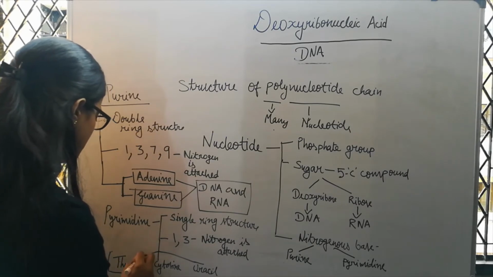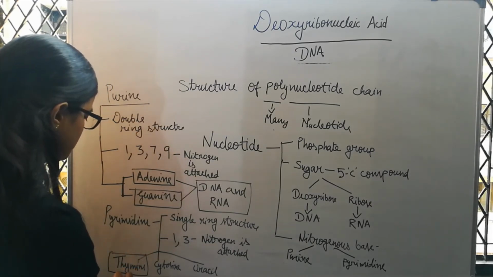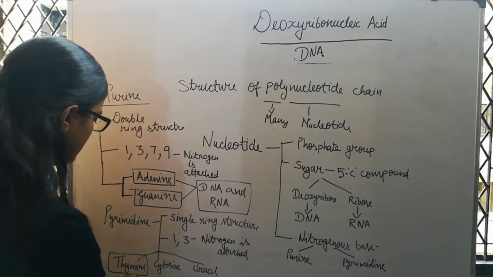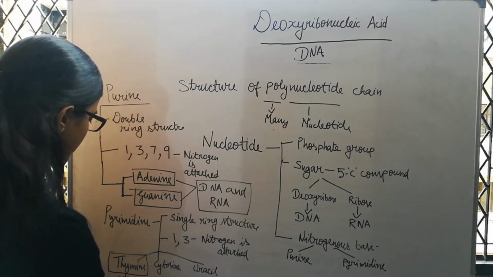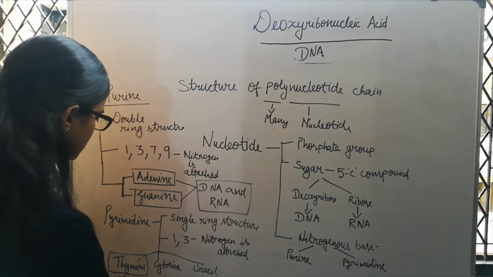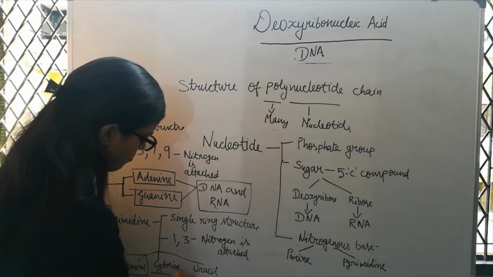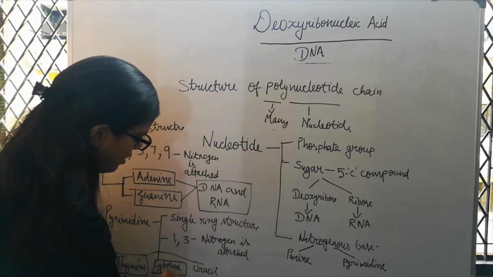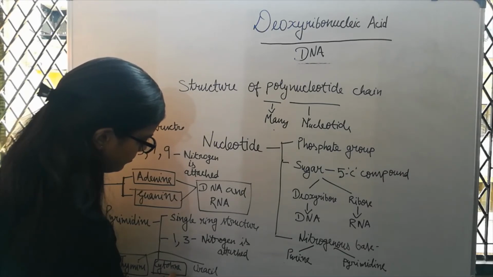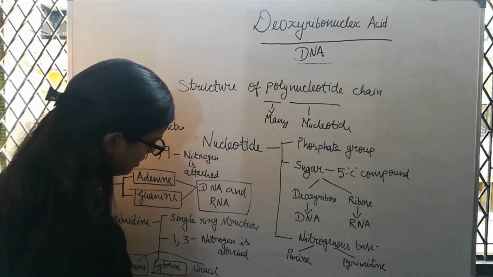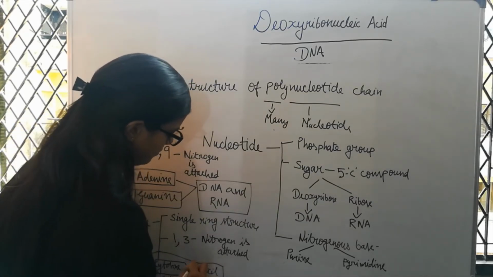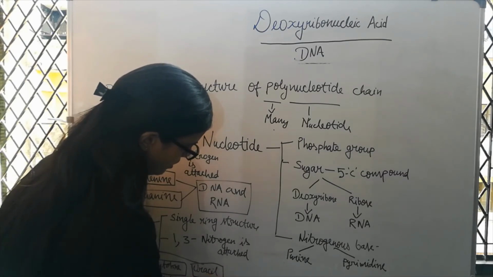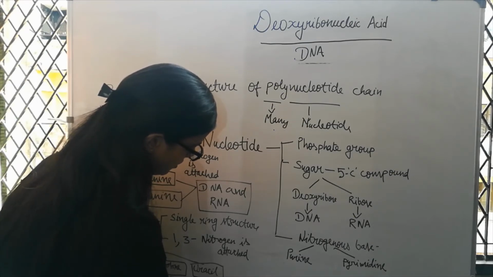Thymine is present in DNA only. It is present in DNA and absent in RNA. Cytosine is present in both DNA and RNA. And uracil is present in RNA and absent in DNA.